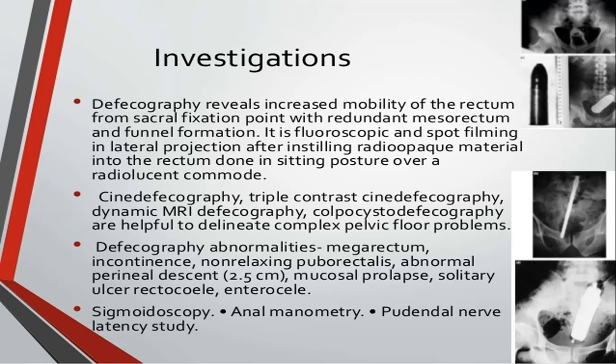So in defecography investigation, it shows you the mobility of the rectum from the sacral fixation. There is a part of the sacrum which fixes the rectum. It shows the increased mobility of the rectum, with the redundant mesorectum and the funnel formation. So the extra mesorectum part shows you the funnel formation. It shows you the funnel type area projected downward to the anal verge.